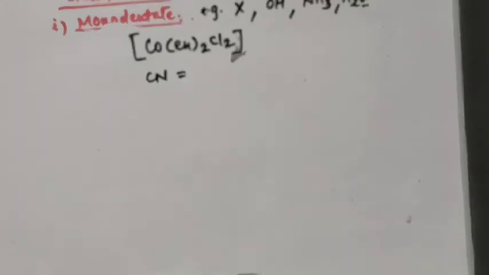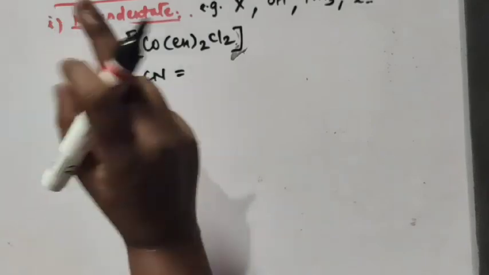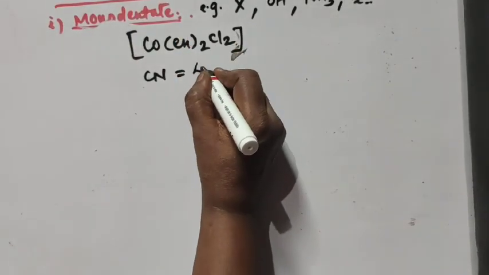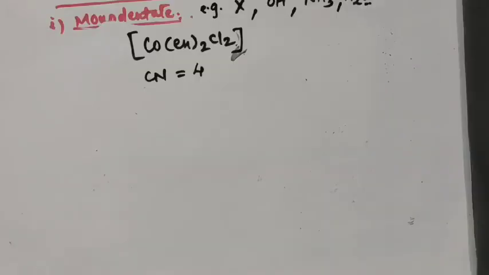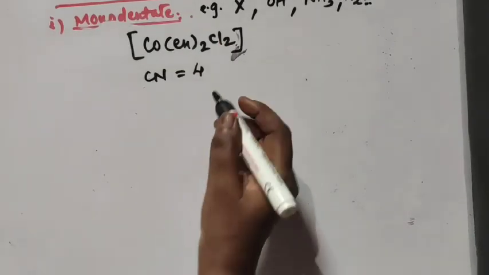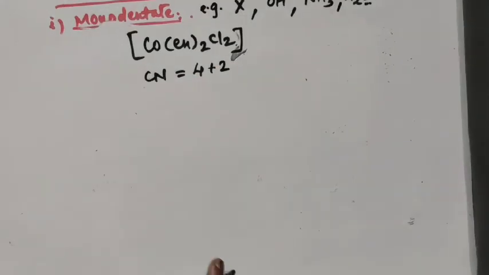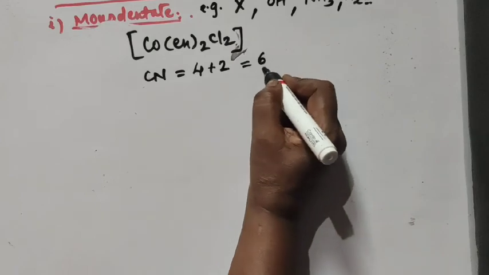For en, 1 en is a didentate, so it can donate 2 lone pairs of electrons. In 1 en, ethylene diamine, 2 nitrogen atoms are there, and it can donate 2 lone pairs of electrons. So for 1 en, 2 lone pairs; 2 en are there, so 4 lone pairs of electrons. For chloride, it is a monodentate, so you simply take the number of monodentate ligands attached, and hence the coordination number is 6.